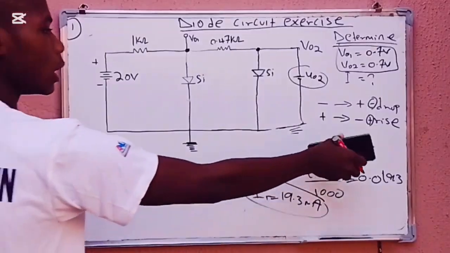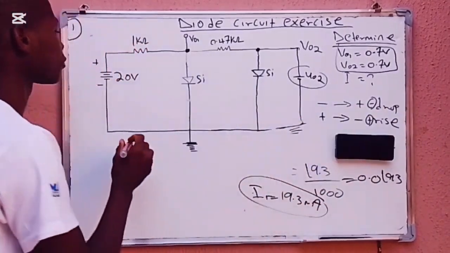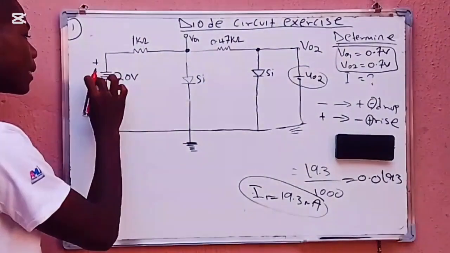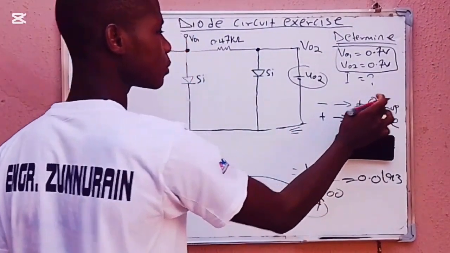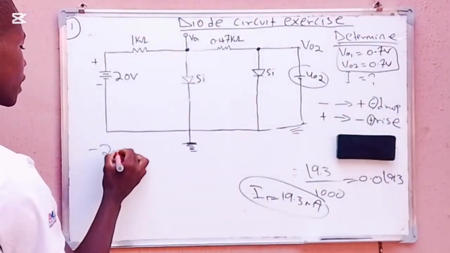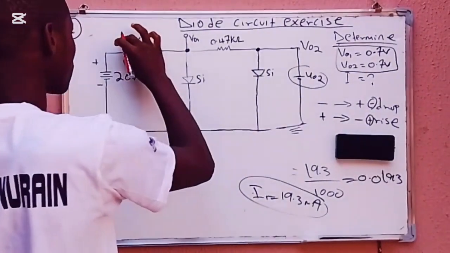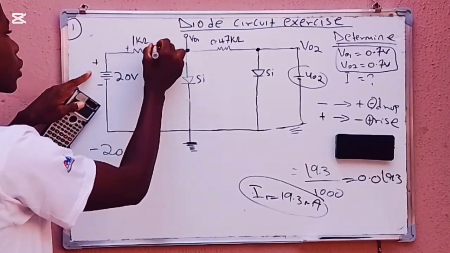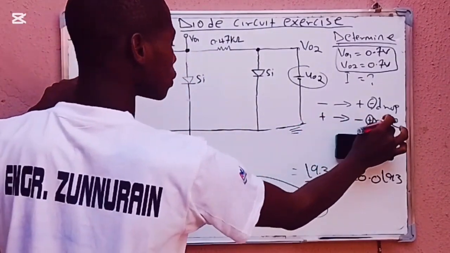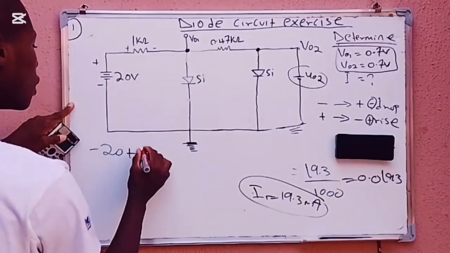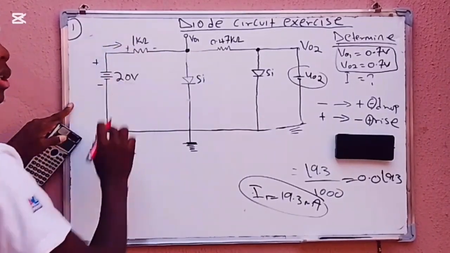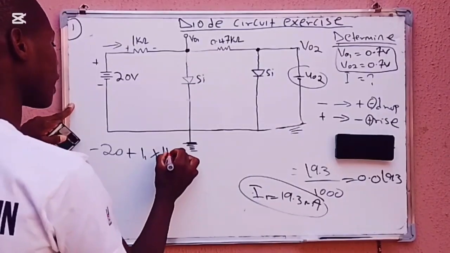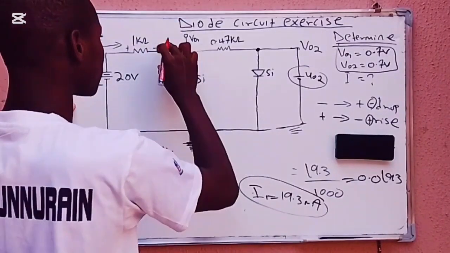Let me show you what this means. If I use KVL to find my current, from negative to positive it will drop, so I will have negative 20. Then from positive to negative, it will rise. So I will have plus the current through this resistance, so the current multiplied by 1 kilo ohm.